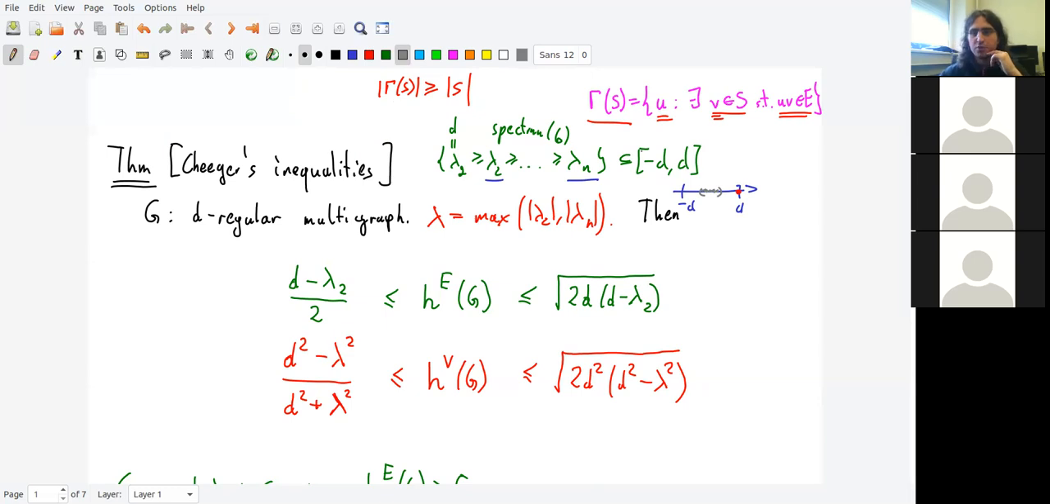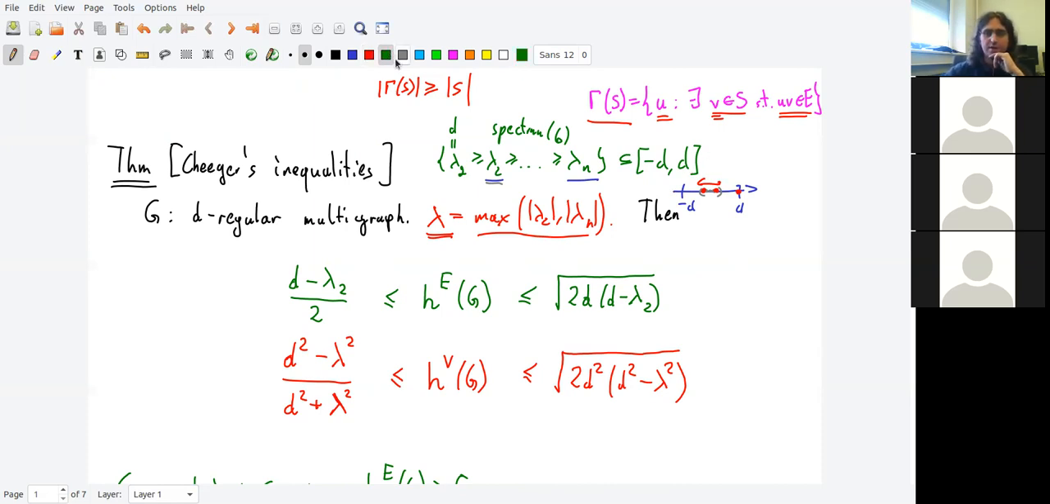Yeah, so lambda 2 is the second largest eigenvalue, and I will commonly denote by lambda the maximum absolute value of the second and the last eigenvalue. Yeah, so the last is here, the second is here. So this essentially tells you how wide is this interval where all the non-trivial eigenvalues are sitting.